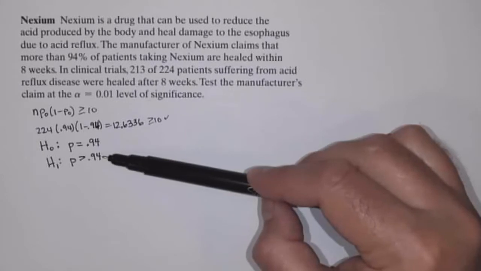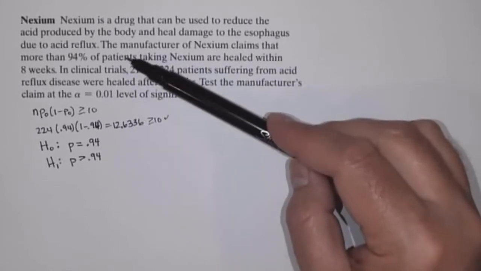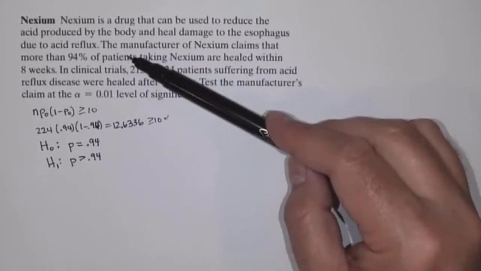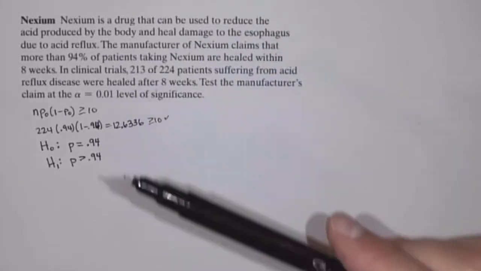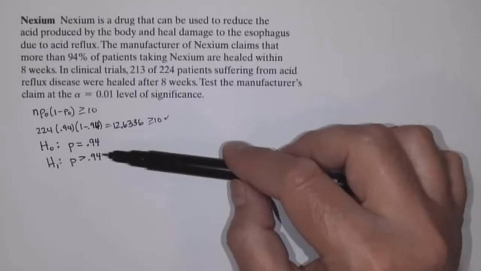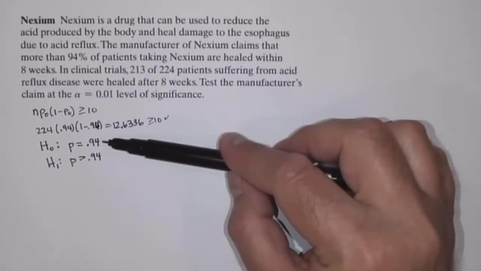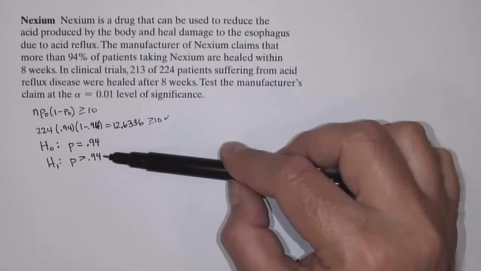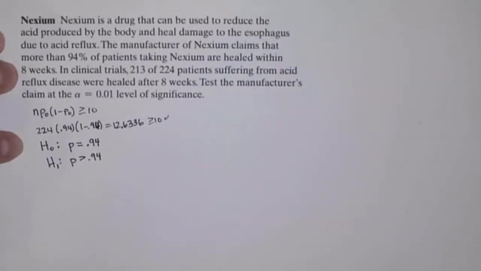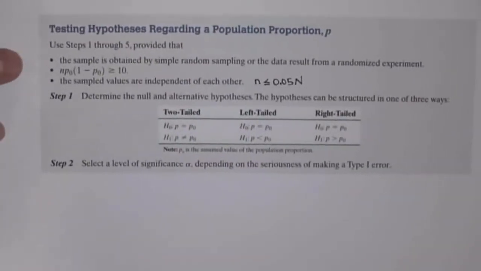So basically, if we conclude that this is true, we're going to say that what the manufacturer is stating is true. If we conclude this is false, then we're going to say that what the manufacturer is saying is false. So if we accept that the null hypothesis is true, then that will mean that the manufacturer's claim is not correct. And if we conclude that the alternative is true, then the manufacturer's statement is correct. So we've done step 1. We've determined our null and alternative hypotheses.